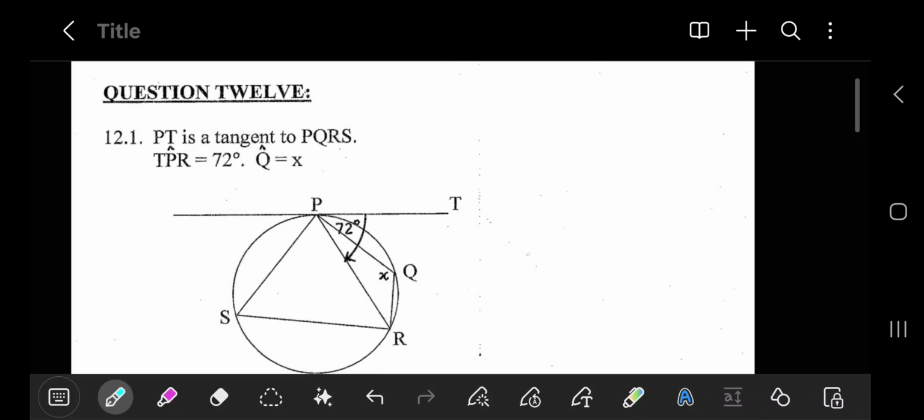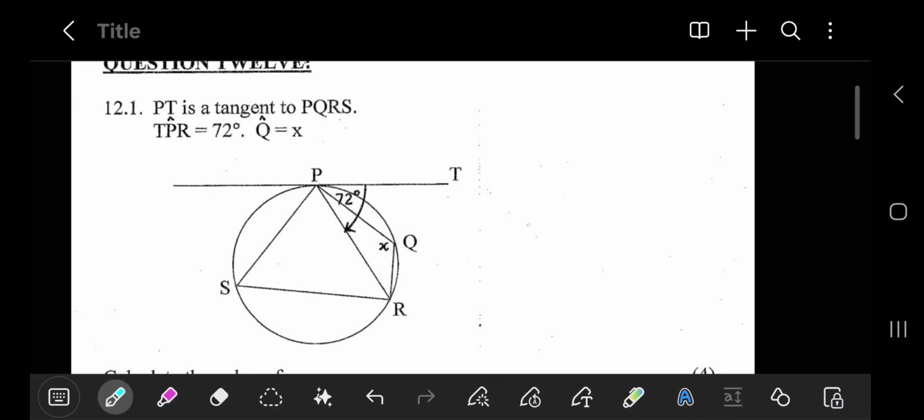Here is our practice problem 8. This is actually a 12.1 from a past paper. It says PT is a tangent to PQRS. Now here's the thing. When you read the information at the top, there are certain keywords that you should look for, such as tangent.